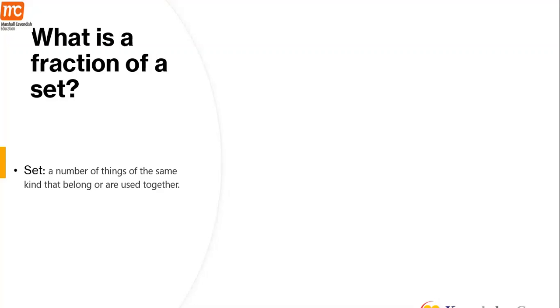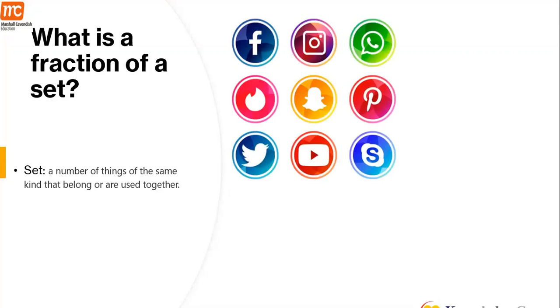Let's see an example. I have this set of logos. How many logos do we have? We have 1, 2, 3, 4, 5, 6, 7, 8, 9 logos. And that's telling me that 9 is the total amount of parts of this set. There's 9 of them. That's my total amount of logos, 9.